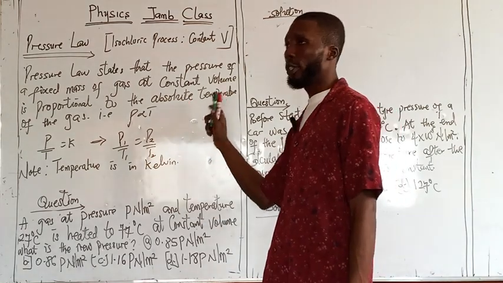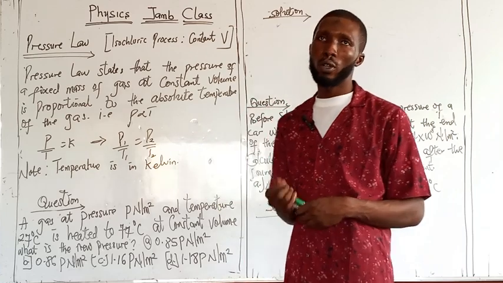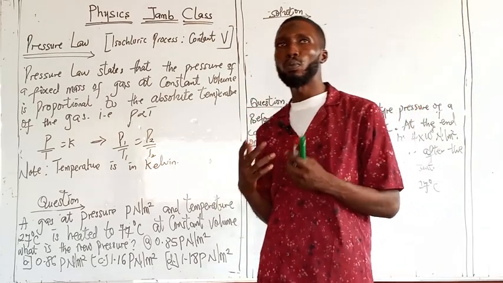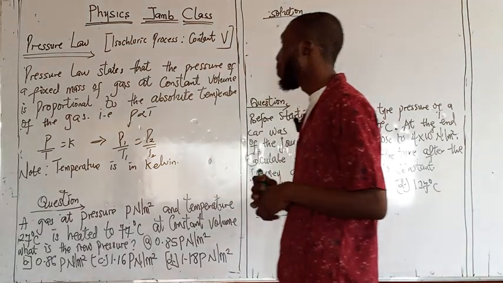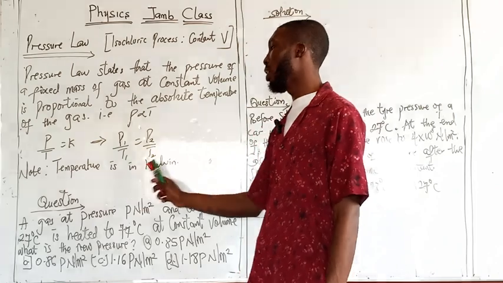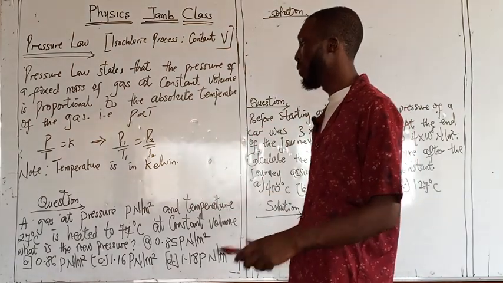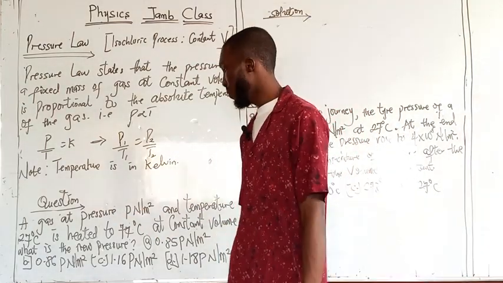So absolute temperature, take note of that as well. So it means that P over T equals constant, and P1 over T1 equals P2 over T2. So as I've said, it's an absolute temperature, so temperature has to be in Kelvin. If you're given degrees Celsius, convert it back to Kelvin. So we have a question for us here.